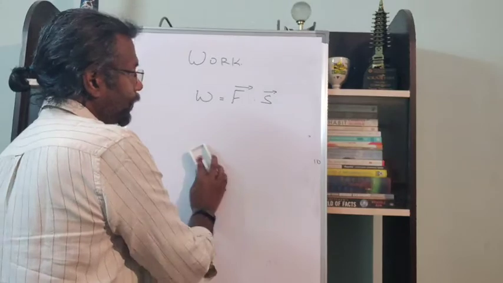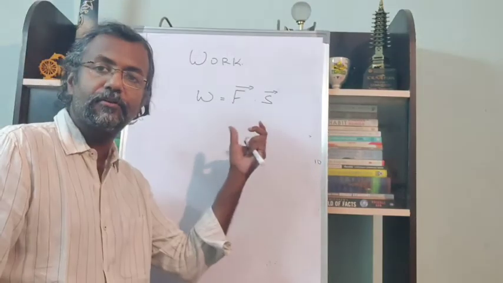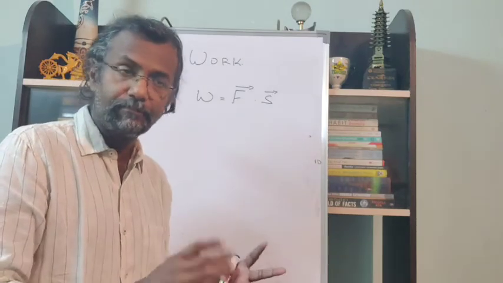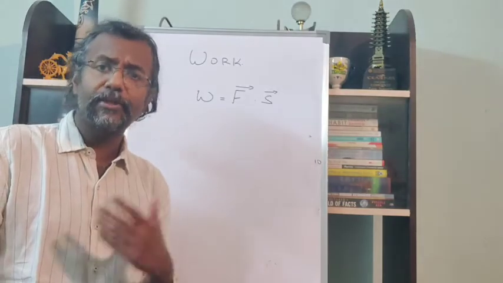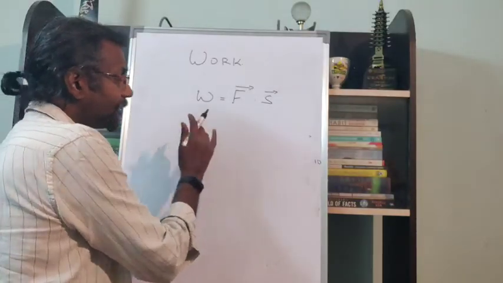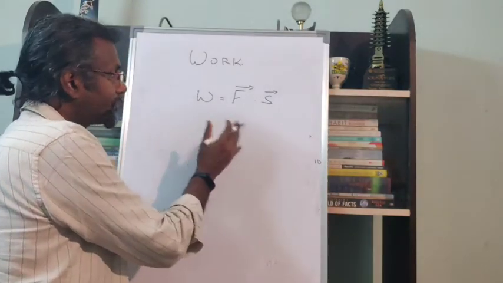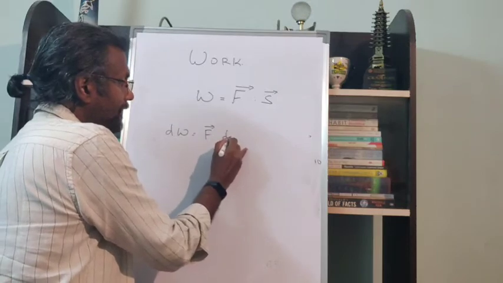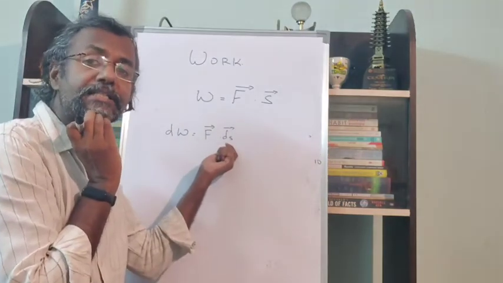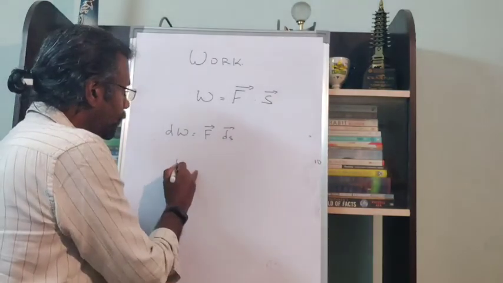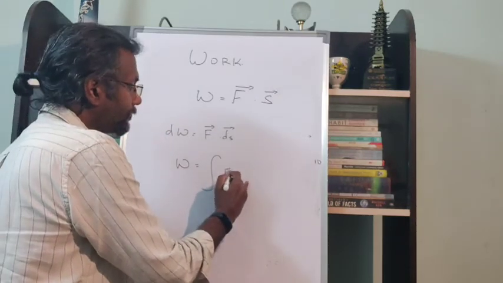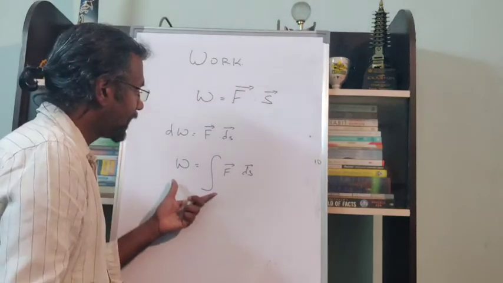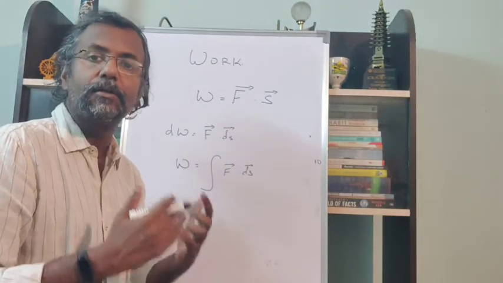Now, when we did F dot S, we assumed that the force is constant. What happens if there is a variable force? The force keeps changing and there is a displacement, so work is done. In this case, we resort to integration calculus. We take an infinitesimal distance ds, for which you can assume the force to be constant. So dW will be equal to F dot ds. Therefore, the total work will be equal to the integral of F dot ds. You're integrating along the whole path of displacement where the force is changing, and the value of the integral of F dot ds will give you the total work that is done.